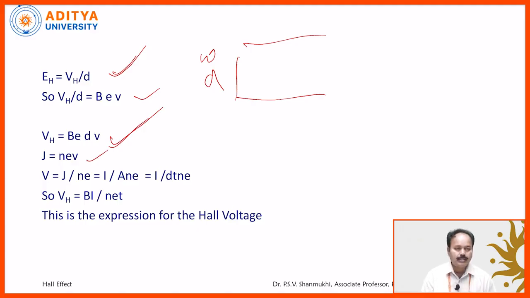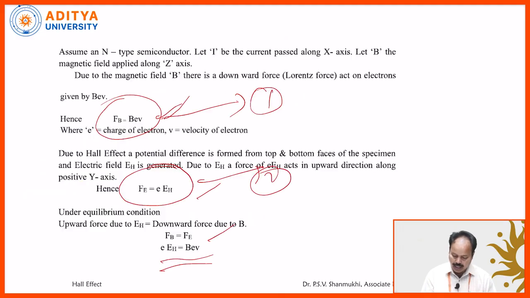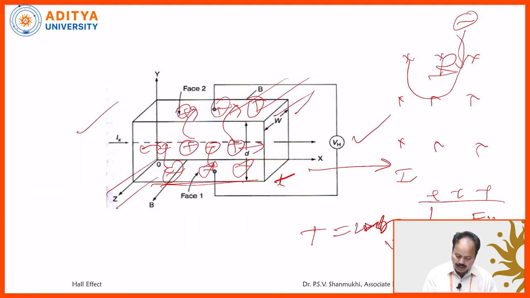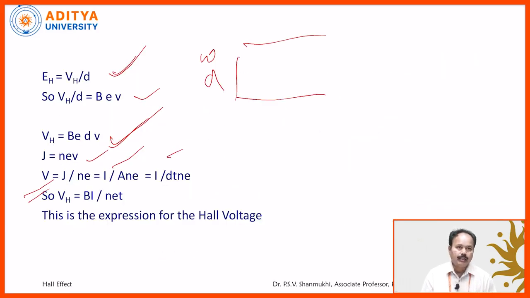Actually the current density J is equal to NeV, where V is the drift velocity. Therefore let us write the expression for the velocity: V is equal to J by Ne, where J is the current density, current per unit area. So J is I by A, which is I by D into T, since I am taking the width of the specimen as D instead of W. Automatically we can write V equal to I by DT into Ne. This is the velocity expression.